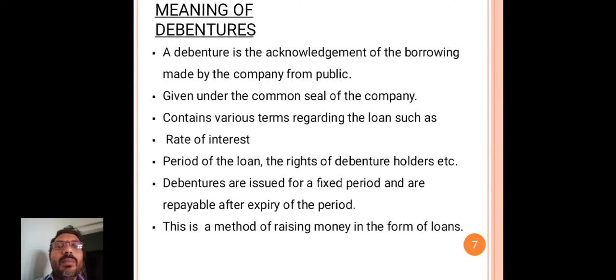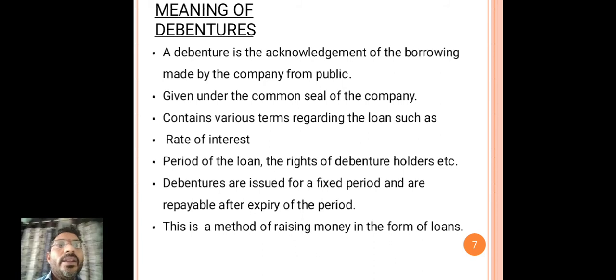Given under the common seal of the company, it contains various terms regarding the loans such as rate of interest, period of the loan, and rights of debenture holders. It is a kind of borrowing made by the company from the general public, given under the common seal of the company.